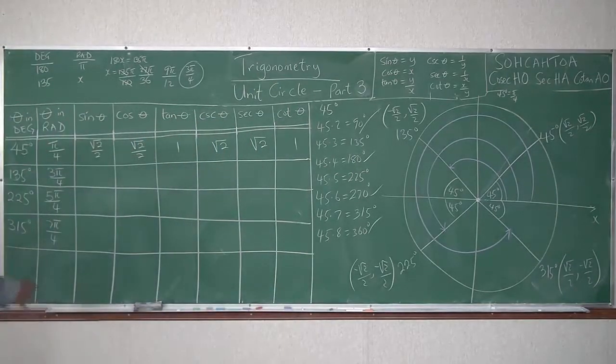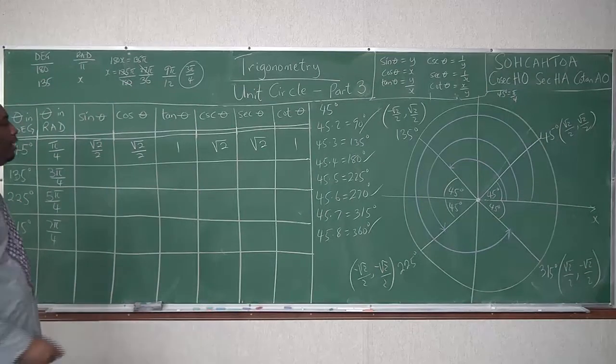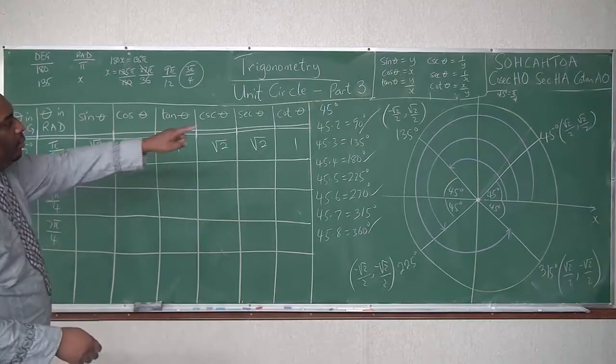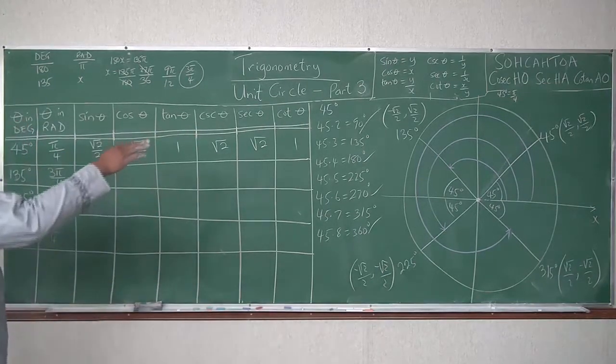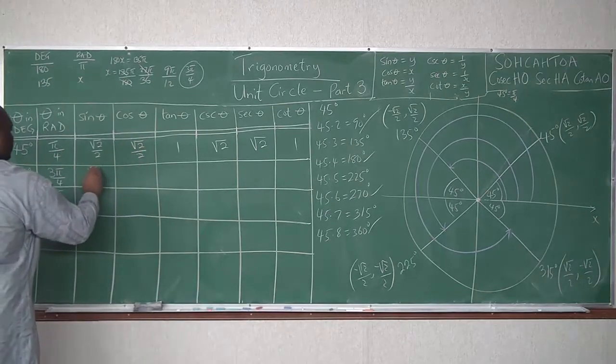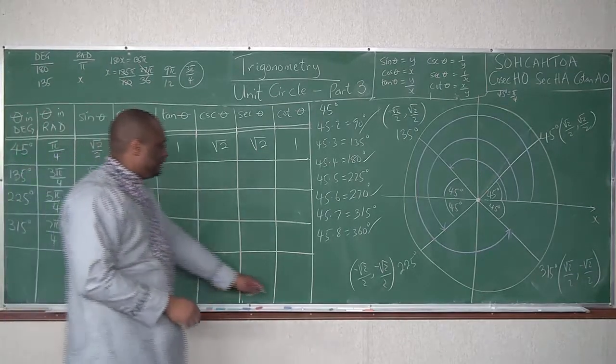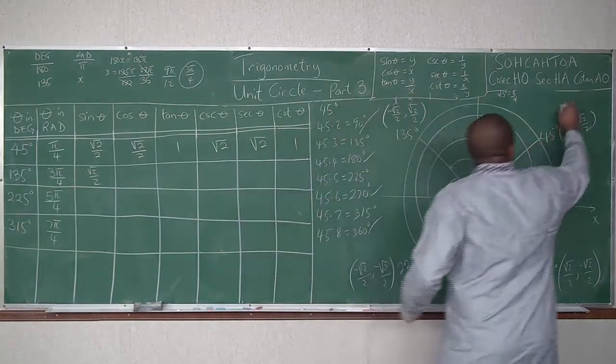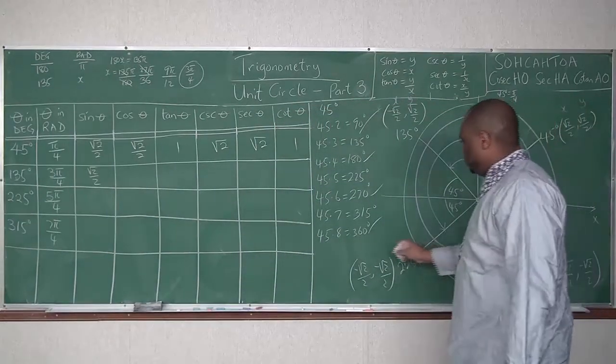Saves much time. 7 pi over 4. Okay, folks, let's now finish this up. Sine 135 is y. Y is root 2 over 2. And if you want to simplify this, you can just put here xy.